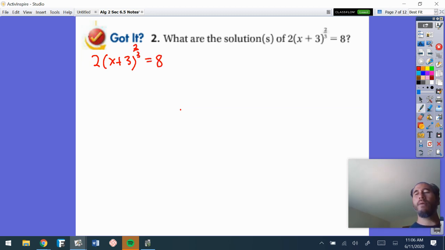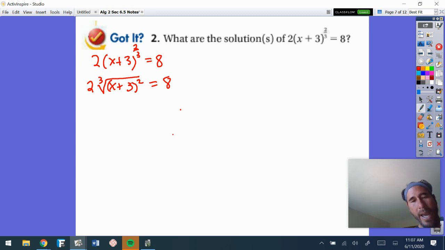Equals 8. Now remember, I said there's 2 ways to do these. I highly encourage whenever you have a rational exponent to change it to a radical. So let's just rewrite this problem. 3 is in the ditch, okay? That means it's going to be squared. That 2 can go on the outside or the inside, remember. But that is how I would rewrite it, right? You have your power and you have your root.